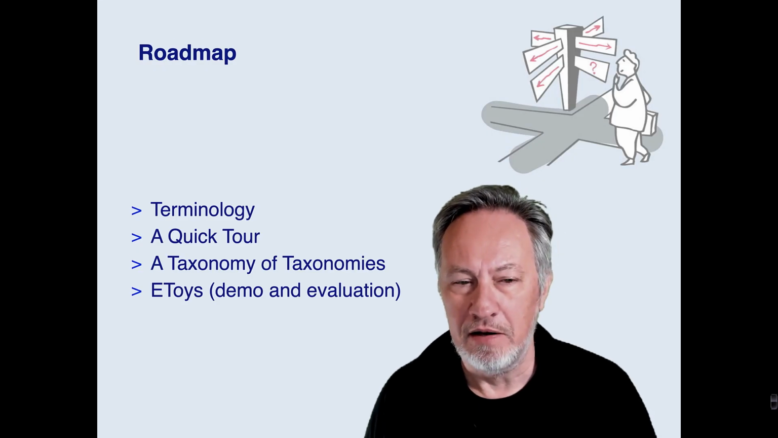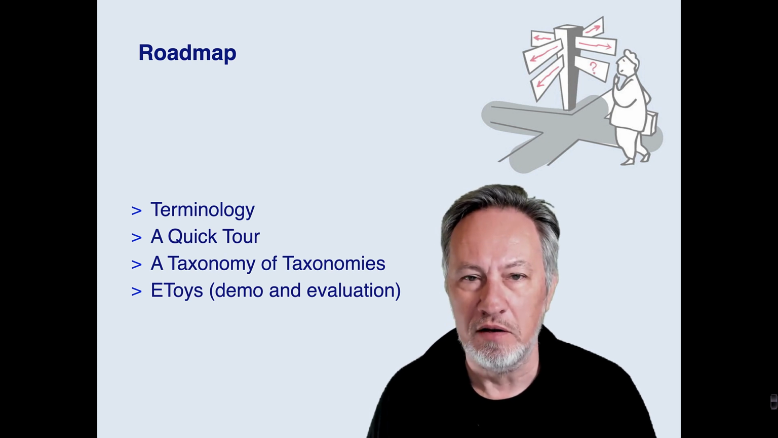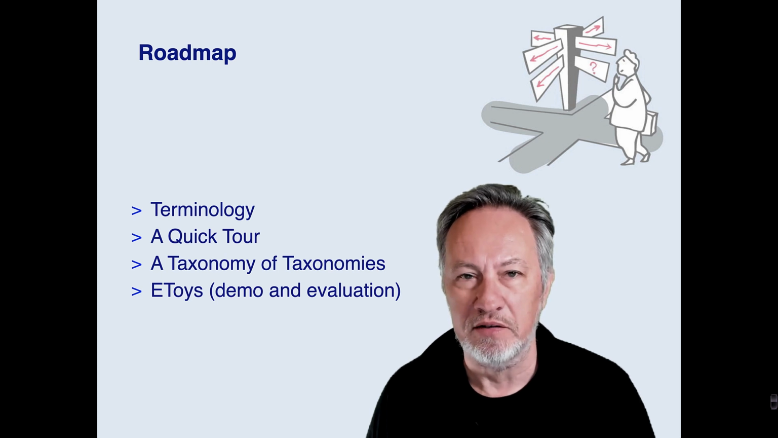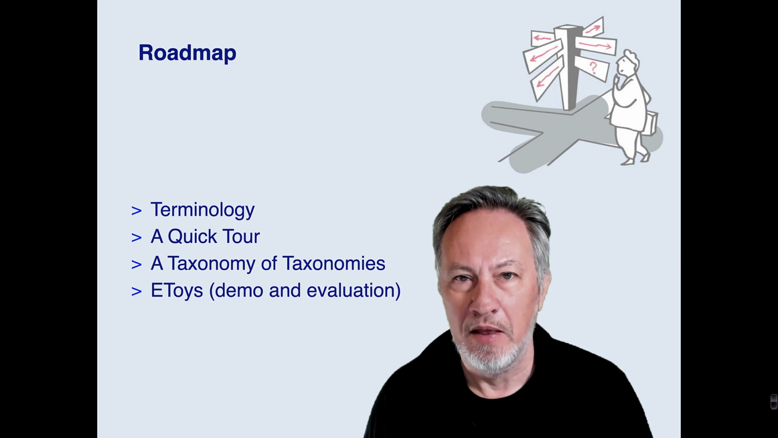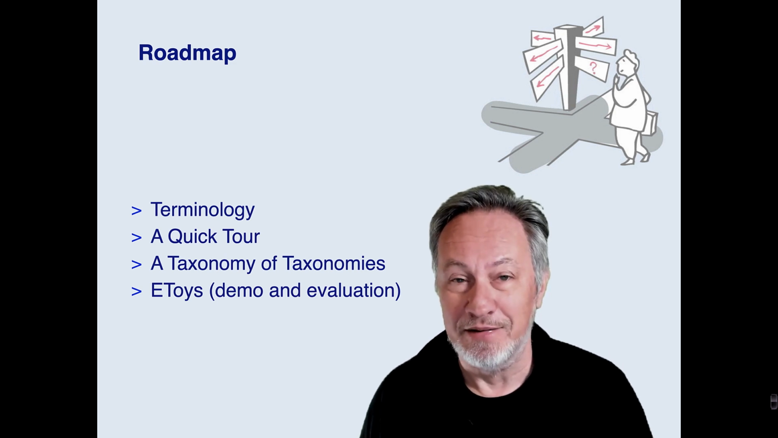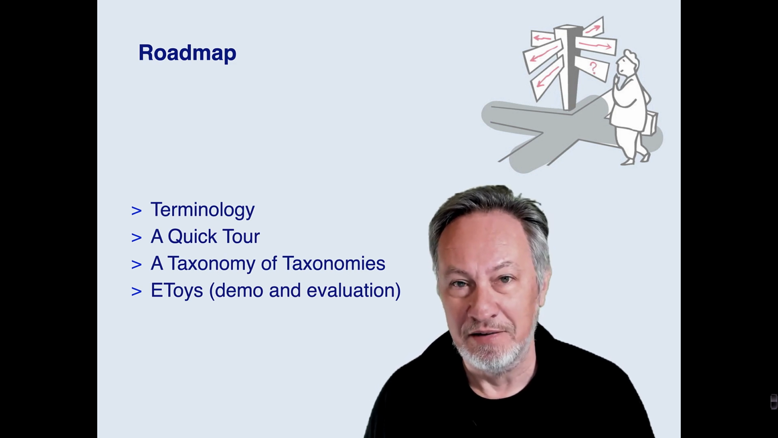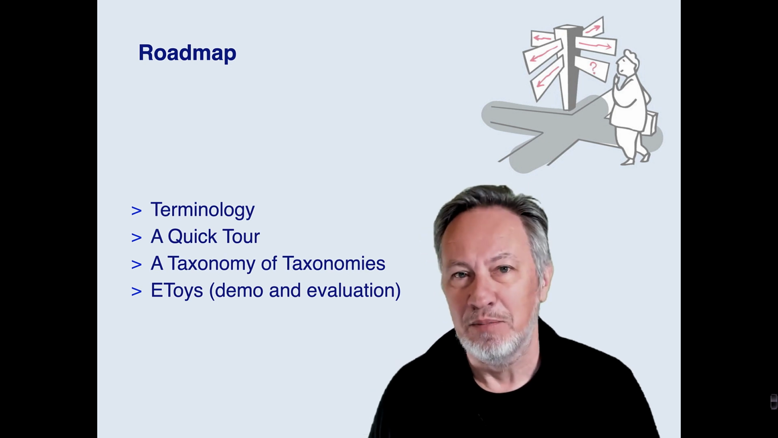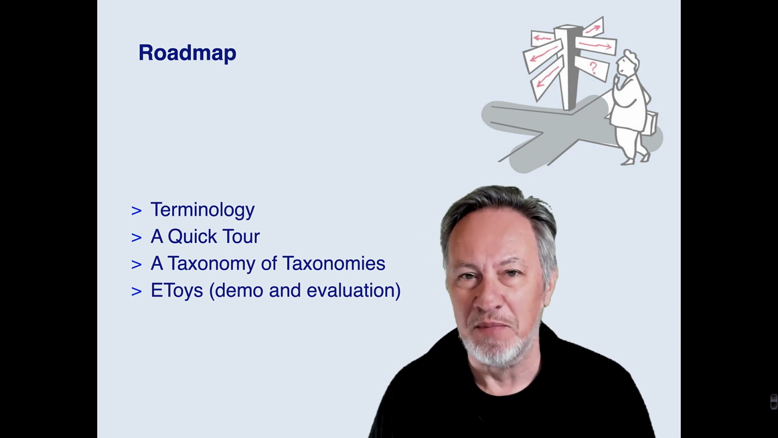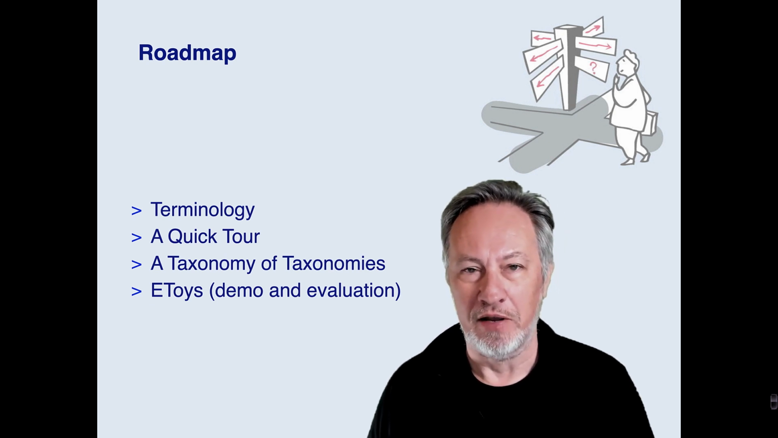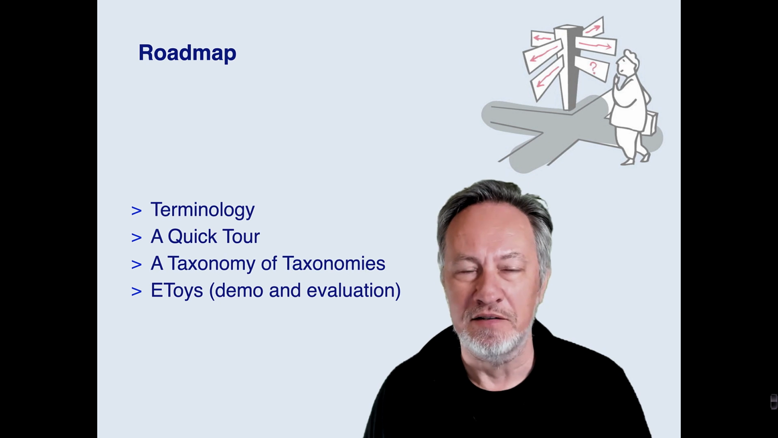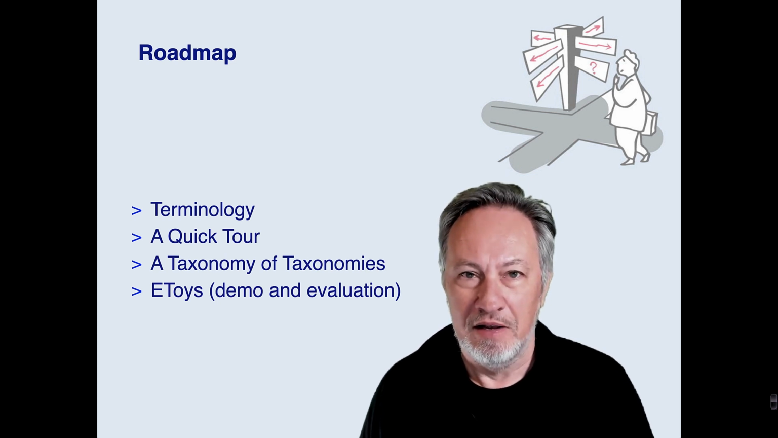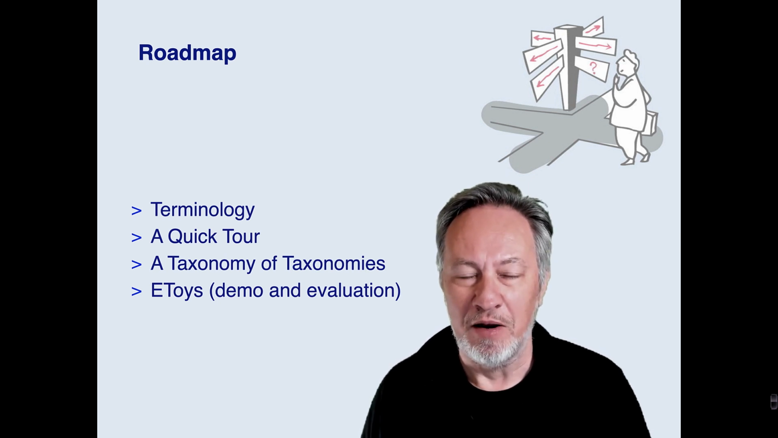The outline today looks like this. First we'll have a quick look at some basic terminology, then we'll have a tour of various languages and systems that have been built over the years. Then we'll try and step back and see what we can learn from this and try and motivate the need for better taxonomy and understanding of visual programming languages. Finally, we'll have a closer look at eToys, which is a very nice and sophisticated visual programming tool that's been developed in Scratch.